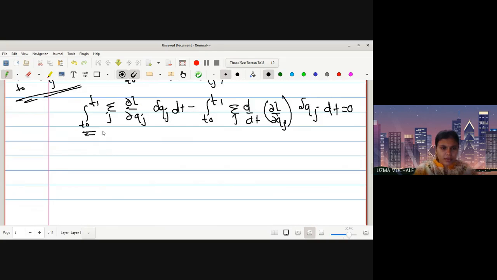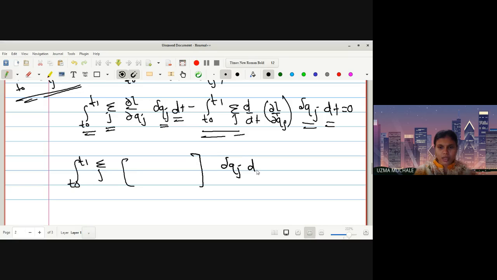If not, the integration and the summation with respect to t and with respect to delta Qj, all this we can take common, right? So let me write t naught to t1. This summation over j is also common. And what are the terms remaining in the bracket? If we keep delta Qj and dt outside, the remaining terms are dou L by dou Qj minus d by dt of dou L by dou Qj dot.